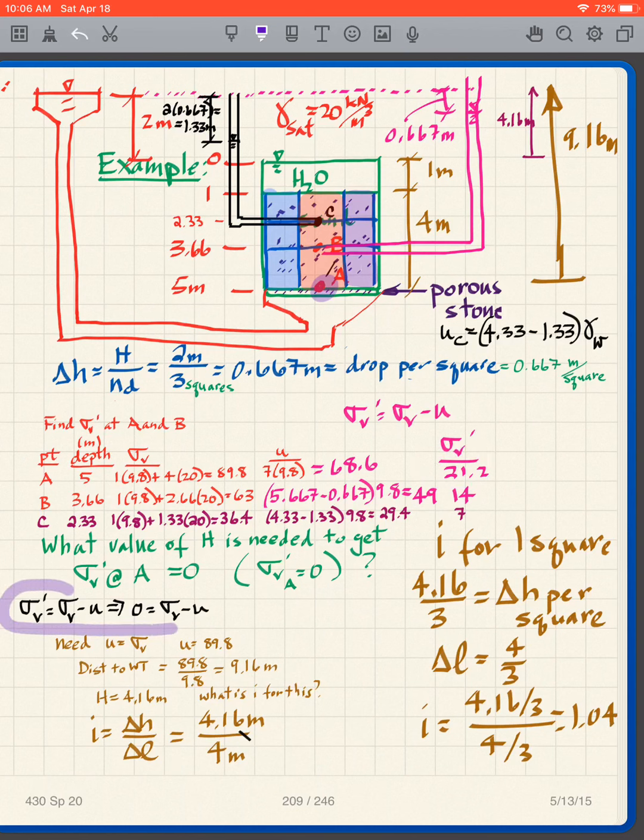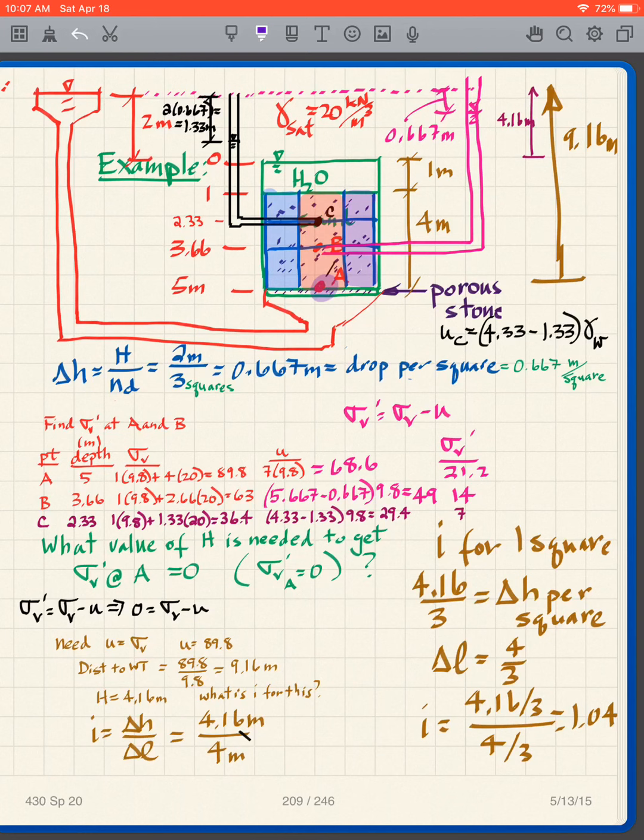I have to have my sigma V prime as sigma V minus U. So 0 is equal to sigma V minus U. That means that if U is equal to sigma V, then sigma V prime is 0. Well, sigma V is 89.8, so if U is 89.8, then I will get sigma V prime equal to 0. What does that mean? I have to figure out the distance to my upper level water table of 89.8 over 9.8. That means it's got to be 9.16 meters.